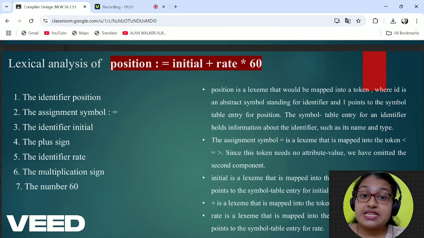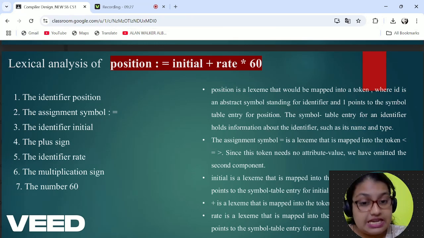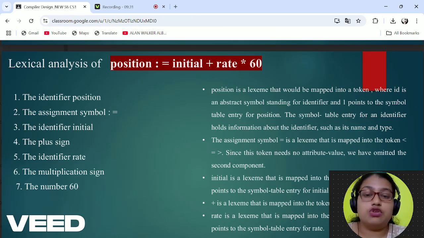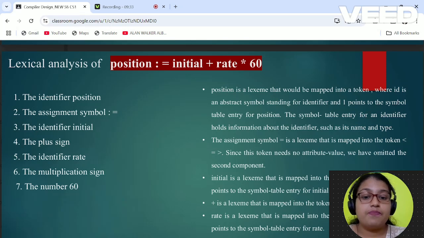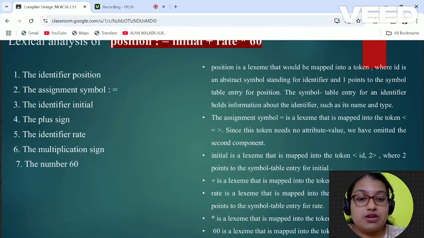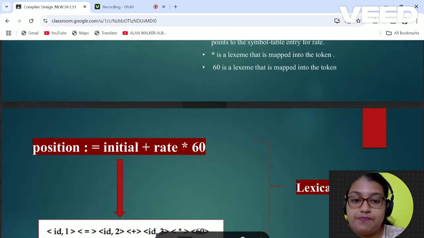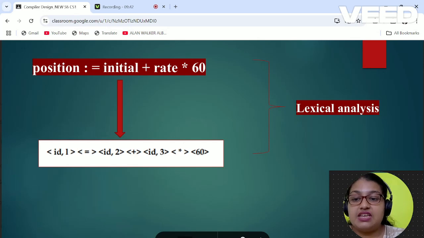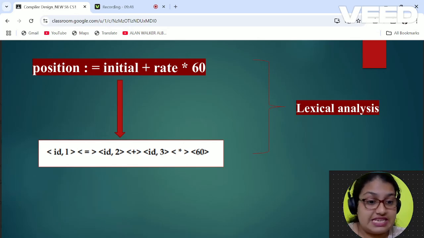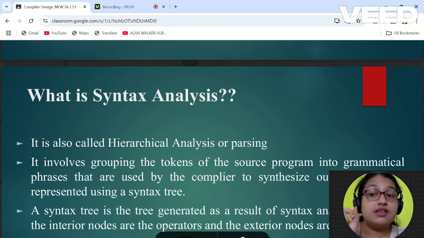Then plus is again a lexeme which I can write. It's an operator, so I can just write it plus in the greater than equal to symbol. Then again, rate is an identifier, and then a multiplication symbol is also mapped into a token. And finally, 60 is also a lexeme. So this is the lexical analysis phase, how we write it. I hope you've understood what is lexical analysis. So that is the first phase.